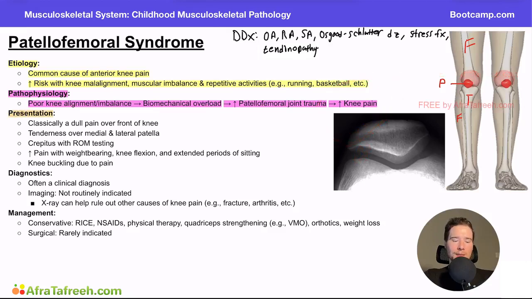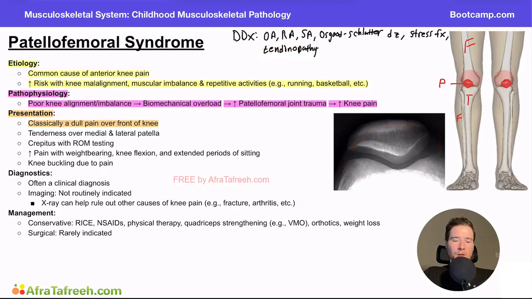Now, when we think about the presentation here, this is classically going to present with a dull pain over the front of the knee. Again, we talked about the important compare and contrast with this versus Osgood-Schlatter disease. One of the classic things is going to be the X-ray imaging. In Osgood-Schlatter disease, you can actually see an avulsion of the tibial tuberosity that can come off the bone, versus in the radiograph of somebody with patellofemoral syndrome, it's typically unremarkable.